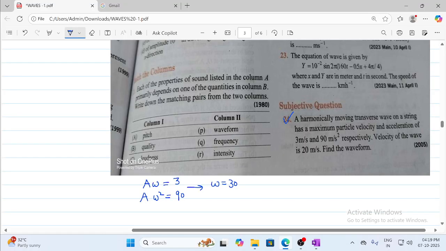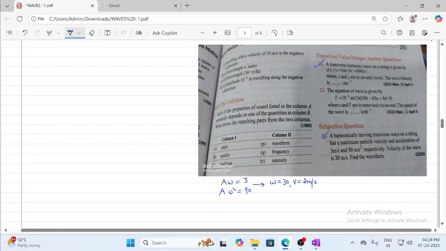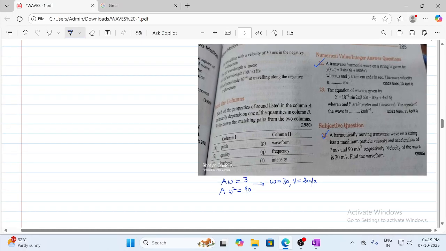V is given, 20 meter per second. So in that case we can find K. K is going to be 30 by 20, that is going to be 1.5.